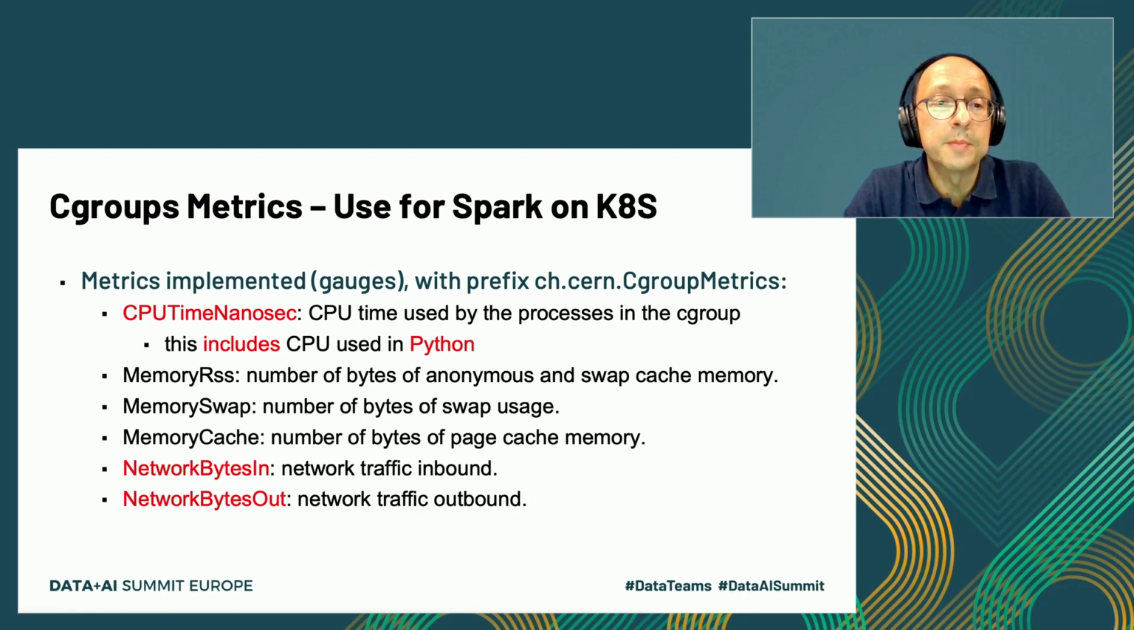The Cgroups metrics plugin implements the CPU time nanosecond metric. This gives you the CPU time used in the Cgroup, so that would be the JVM CPU, but also other CPU. For example, if you're running Python, then you get that too, which is something that normally you don't have in Spark instrumentation. Then you will have memory details and, very interestingly, details about the network usage. We'll focus on that in the next example.